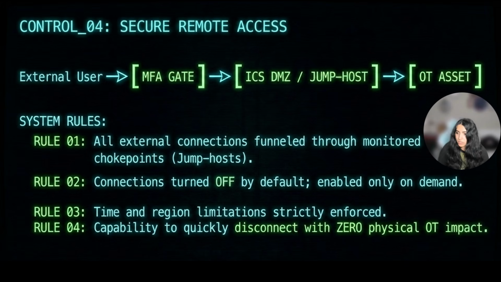And the capability to quickly disconnect with zero physical OT impact is the most important one, and that is why it is highlighted. So we want to make sure if something happens, for example, somebody got attacked and is a victim of social engineering, and mid conversation they notice that this is happening, there should be a capability in the system to quickly disconnect the call or remote access without our system getting affected, without our physical system getting impacted.